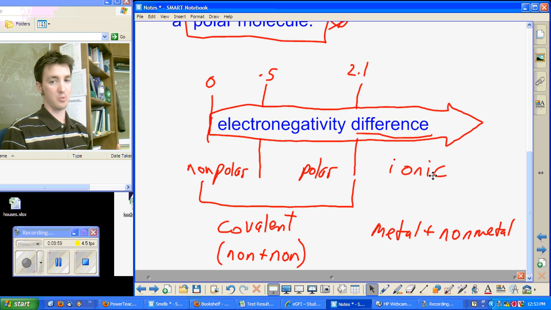So again, we talked about these a while ago. Now we're really learning about why it is that they would act differently. Why do they become positive and negative? Because one of the elements is stronger.